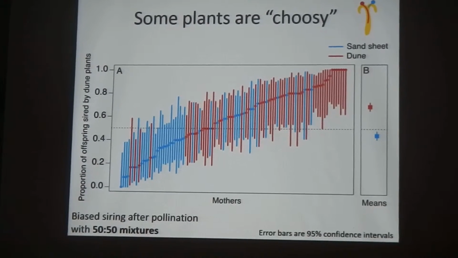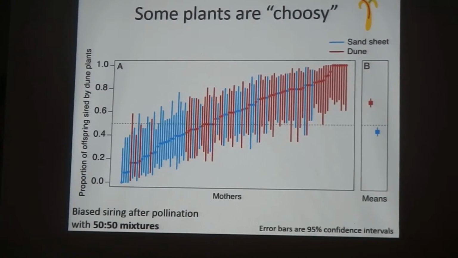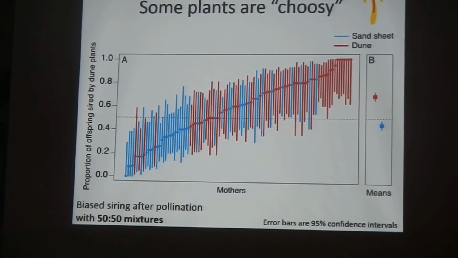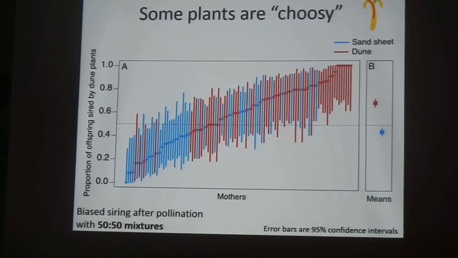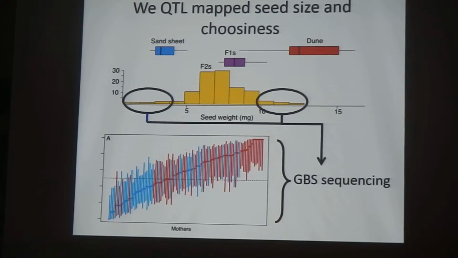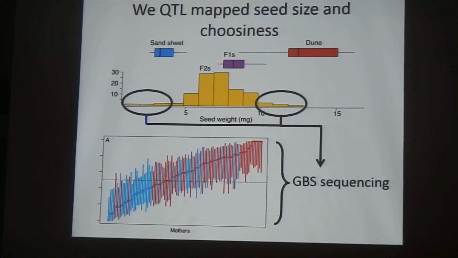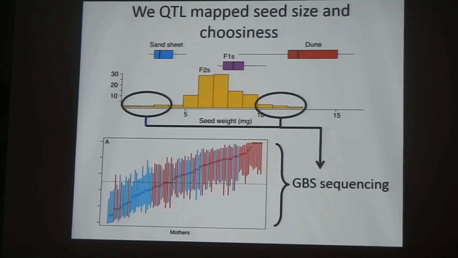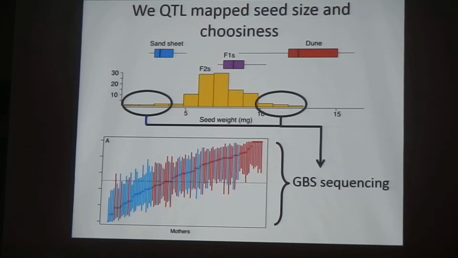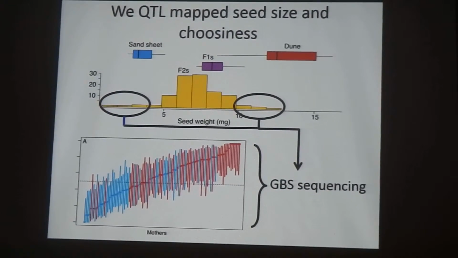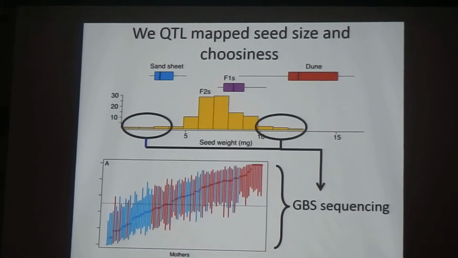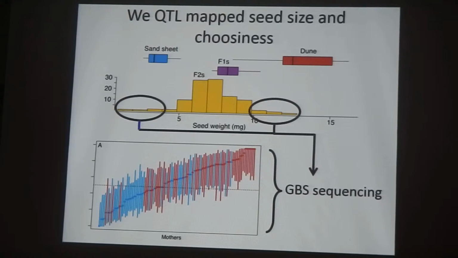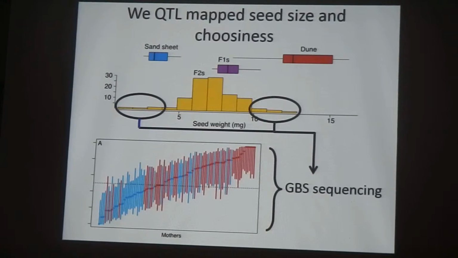Okay, so we didn't really have a great hypothesis as to why choosiness arose in the system. So what we wanted to do was also map this trait itself, choosiness, in addition to the seed size trait we talked about earlier. And the way that we did that is we made F2 mapping populations for seed size, and we sequenced using a reduced representation library method, in this case GBS, the top and bottom 5% of the distribution. And then we also sequenced all the plants that we had already phenotyped for choosiness.